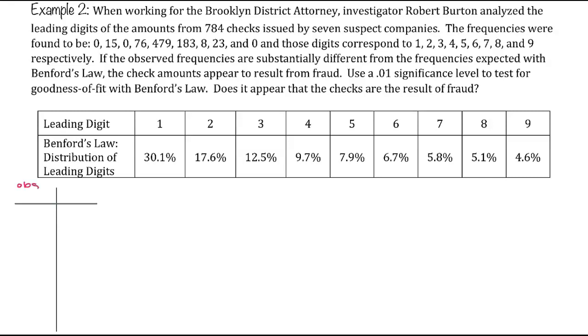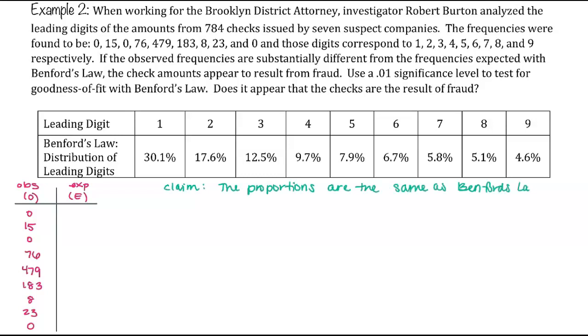Let's organize the given data in a table. We are given the observed frequencies for the digits 1 through 9 as 0, 15, 0, 76, 479, 183, 8, 23, and 0. And what we expect is that these frequencies would follow Benford's law. So let's think about what the claim is. The claim is that the proportions are the same as Benford's law. We have a total N of 784 checks. And we have a total number of categories, K, equal to 9, 1 for each of the digits 1 through 9. That means our degrees of freedom will be K minus 1, or 8.